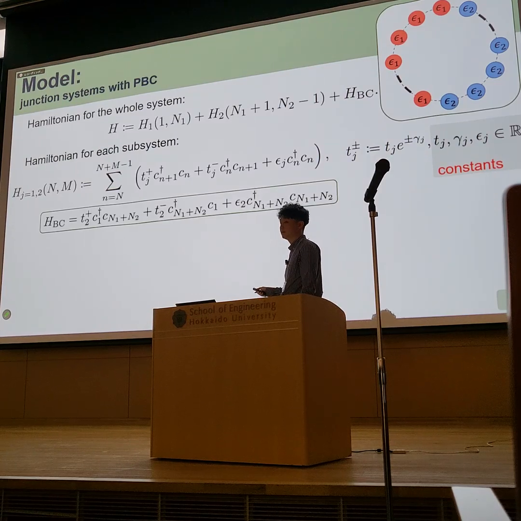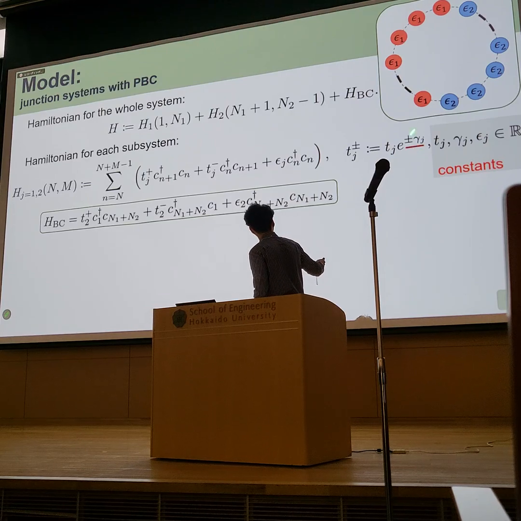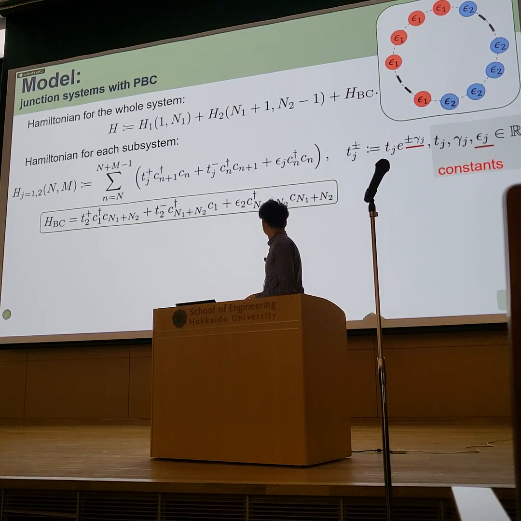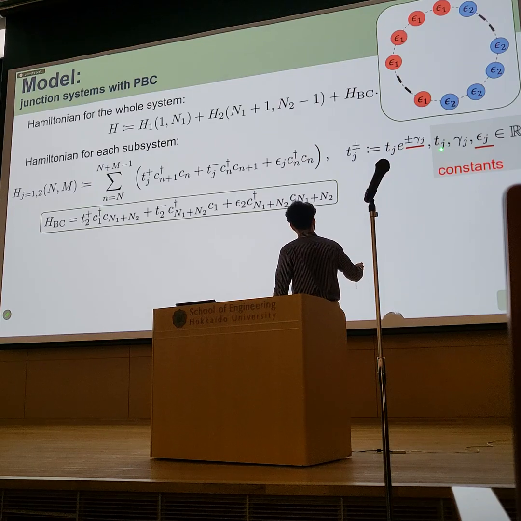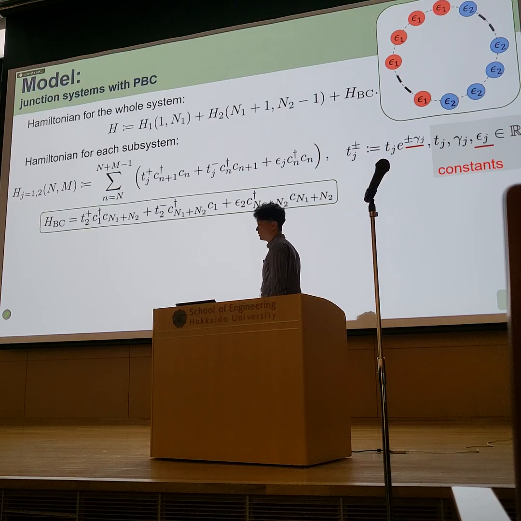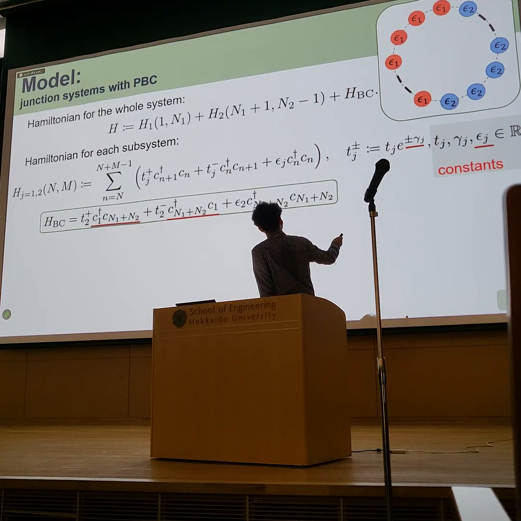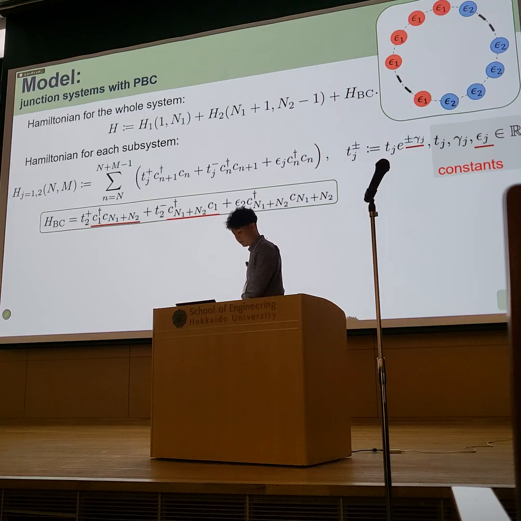First, this is the model we use in our paper. The entire system is composed of two subsystems, subsystem 1 and subsystem 2, whose Hamiltonians are denoted by H1 and H2 respectively. Each subsystem is a one-dimensional tight-binding model, namely the Hatano-Nelson model without disorders, with gamma representing the degree of asymmetric hopping and epsilon representing the on-site potential. Please note that for each subsystem, the parameters T, gamma, and the on-site potential epsilon are just constants. The third term of the Hamiltonian, H_BC, represents the boundary condition. As you can see, it connects the two ends of a subsystem with those of the other, creating the junction system with periodic boundary condition.